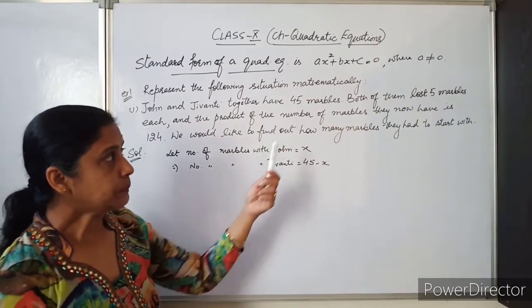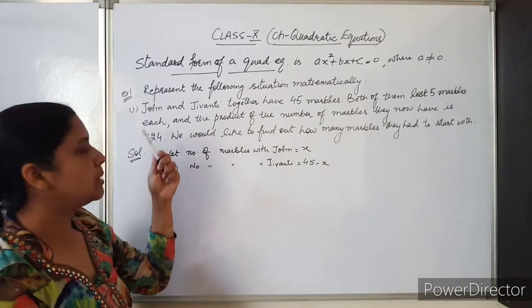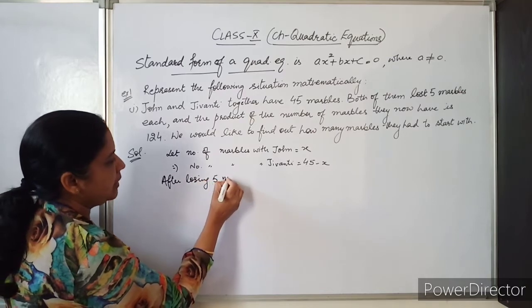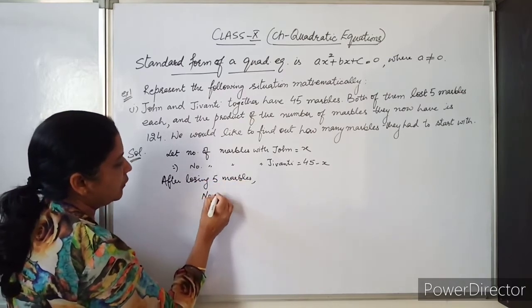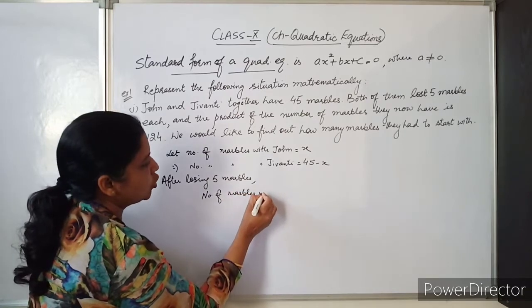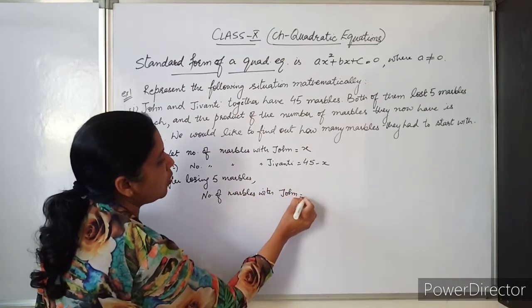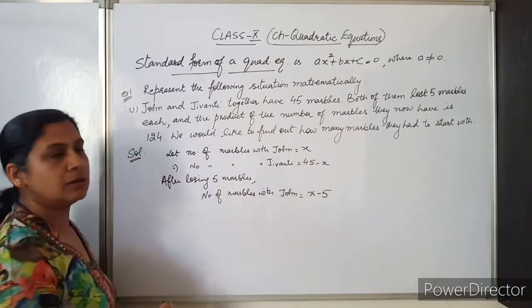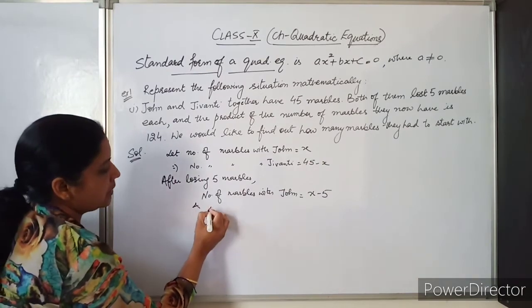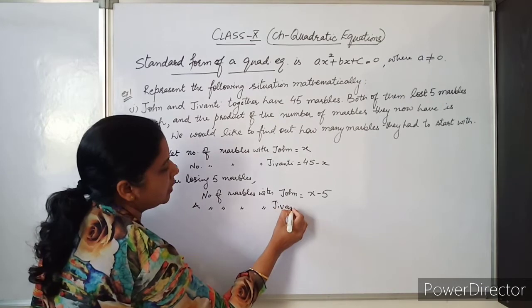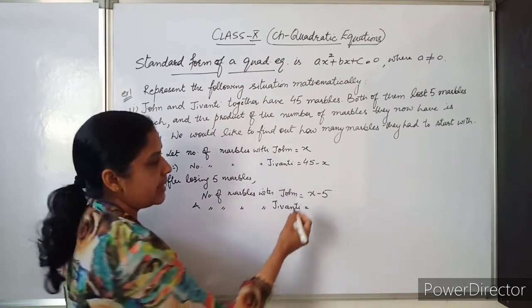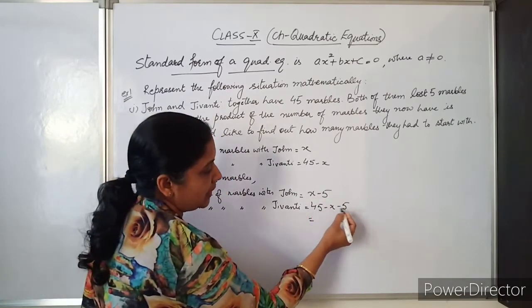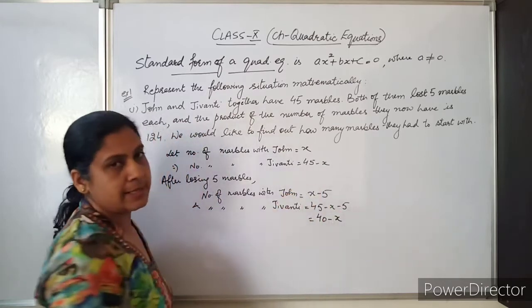Let's read it further. Both of them lost 5 marbles each. So after losing 5 marbles, the number of marbles with John: if John was already having x marbles and he has lost 5 marbles, it means now he is having x minus 5 marbles. And the number of marbles with Jivanti was already 45 minus x. He has also lost 5 marbles, so I have to subtract that 5. That is, 45 minus 5 gives you 40 minus x as such.